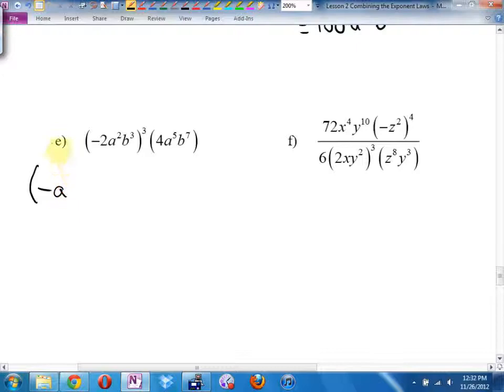Sam, A to the what? 6. You're right. B to the what? 9. Keep going. You're so smart, man. Is there a power to a power on this one here? Then just rewrite it, drop it down.